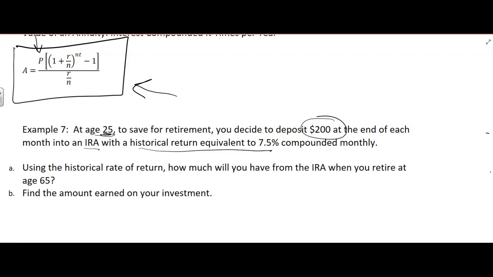Now, let me explain that a little bit. A lot of times these accounts fluctuate the percentage that you're going to make. So they're just saying, okay, in the past, historically, it's been about 7.5%. So that's what we're going to base it on.